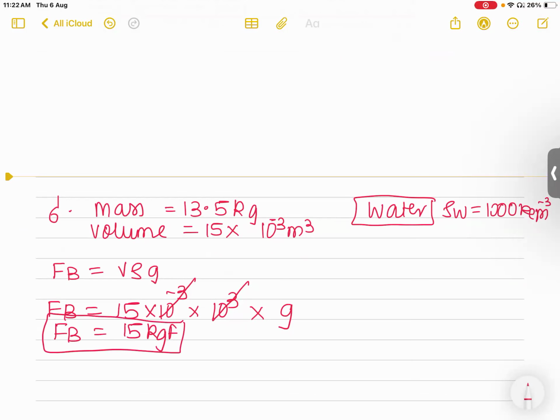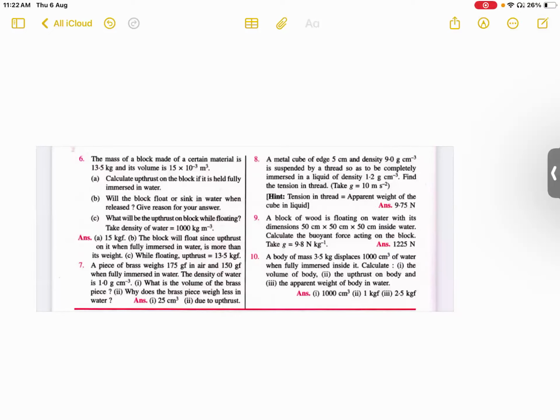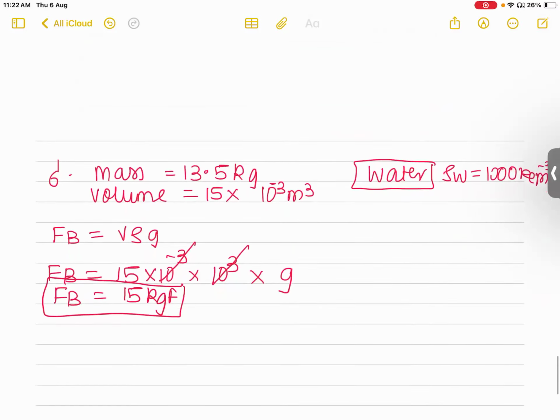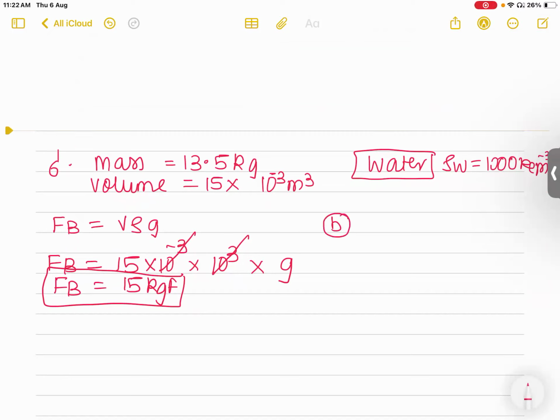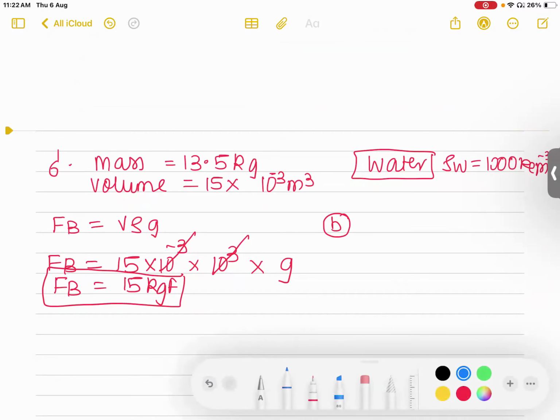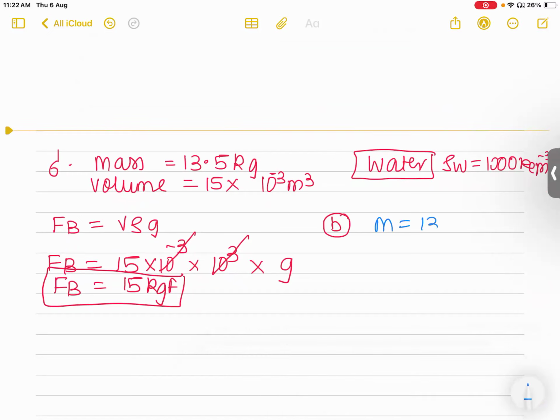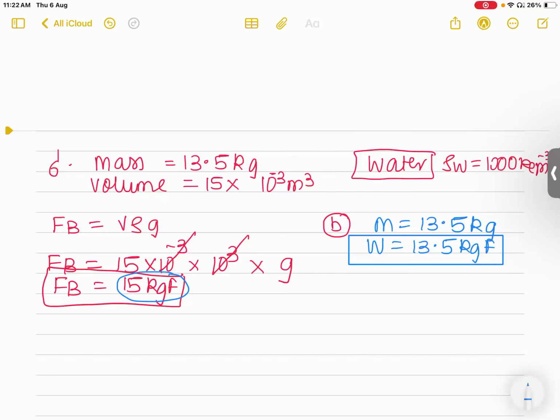After getting the value of FB, you know what the next part is, students? We need to find out whether this block will float or sink in water. So for part B, I am supposed to find whether it will float or sink. Its mass is given to me: the mass of the block is 13.5 kg. So can I say, students, its weight will be 13.5 kgf? On this weight, guys, there is an FB of 15 kgf acting. So can I say the buoyant force is greater than the weight of the object, which means the object will float.